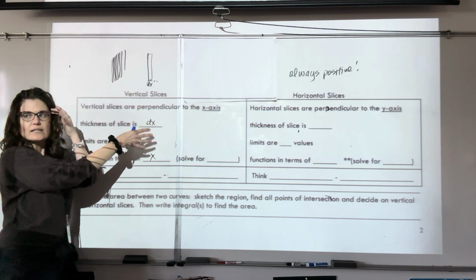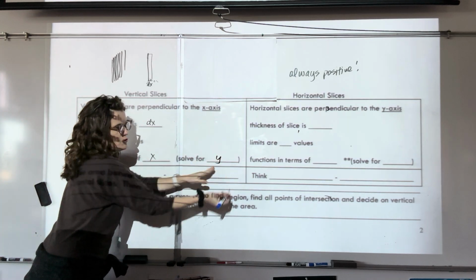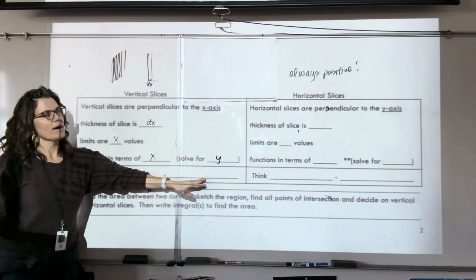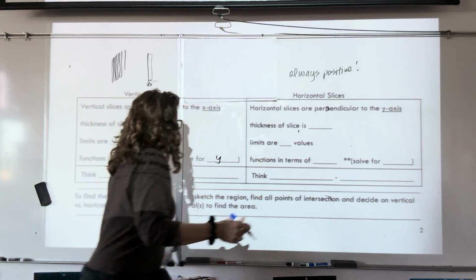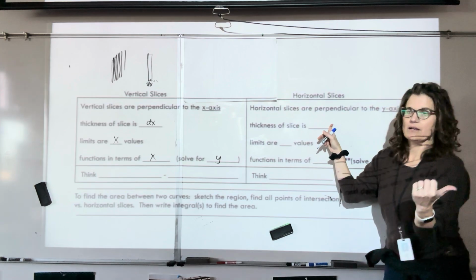We like vertical slices. It's less work, right? Which means we solved for y. And usually the problems are given to us and they're solved for y. The hard part, or the more challenging, are the horizontal slices. That's what we did second there, right?